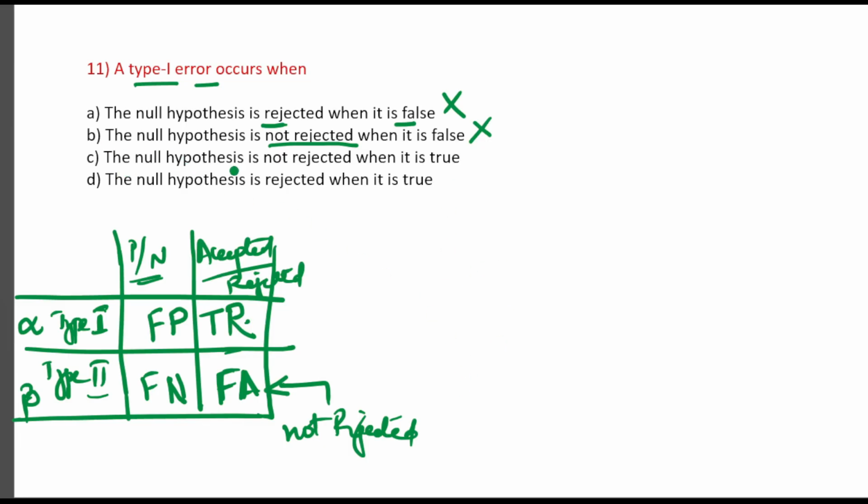Third one, the null hypothesis is not rejected when it is true. When it is true, there is nothing like not rejected. Here it was rejected. So even this is a wrong statement. Now let us come to the fourth statement. The null hypothesis is rejected when it is true. So this comes under type 1 error. So this is the answer for this question. So this is how you have to answer these type 1 error and type 2 error questions.